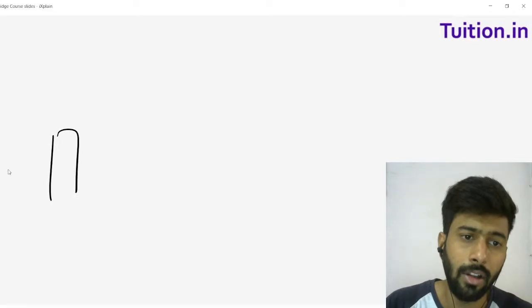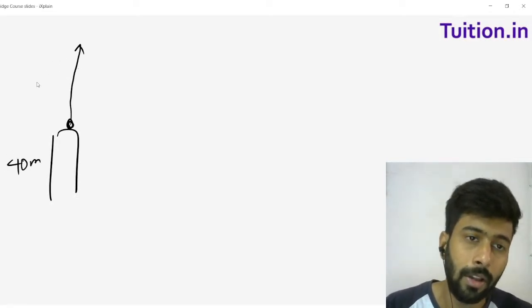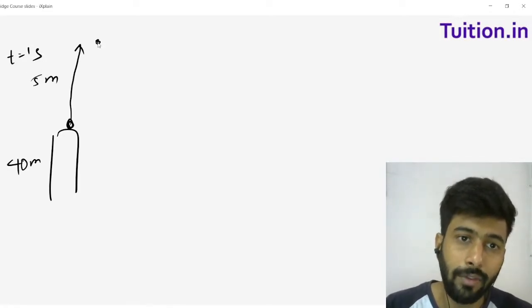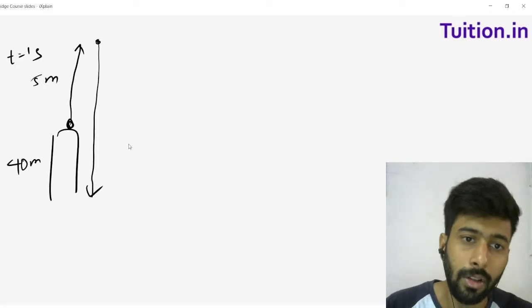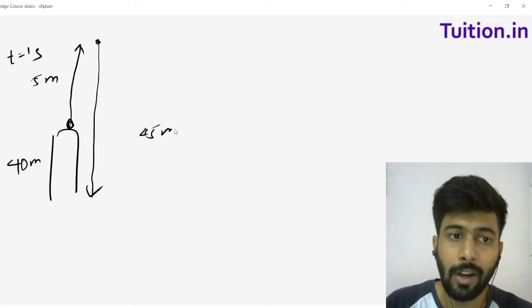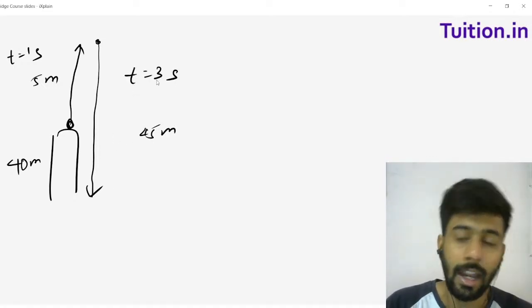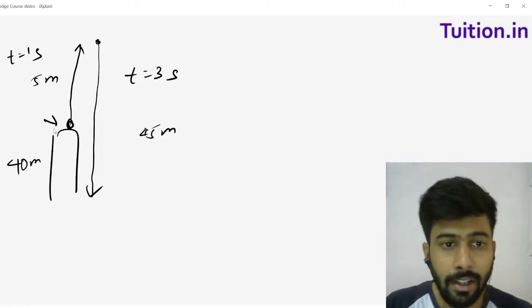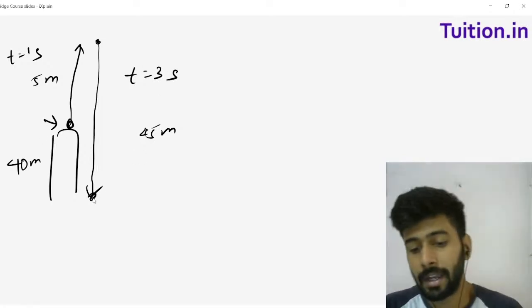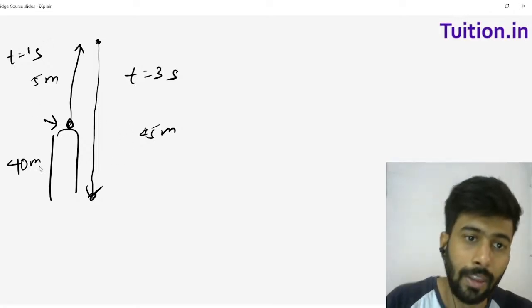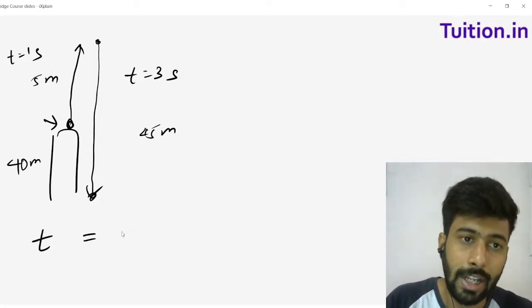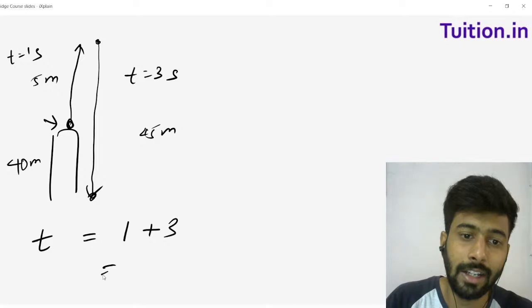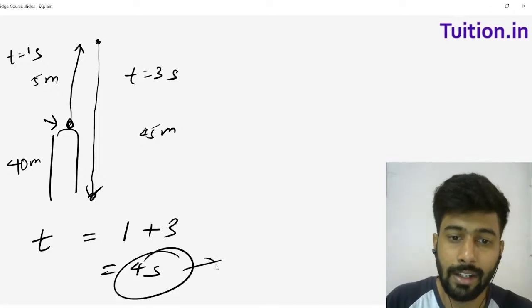We had a tower of 40 meter, a ball was thrown, it went up by 5 meter, and it took 1 second for this, and then from the top it came down by 45 meter, and it took 3 seconds for this. And the question was, from the beginning, how much time has it taken by the time your object strikes the ground? So the total time taken is nothing but 1 second plus 3 seconds, which is 4 seconds, and this is your final answer.